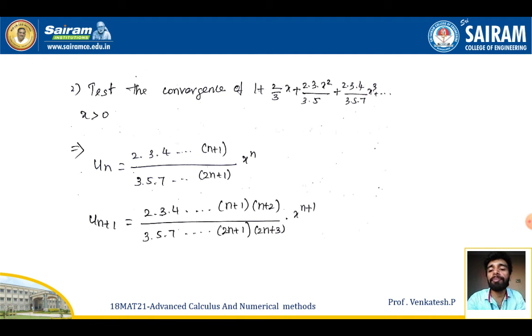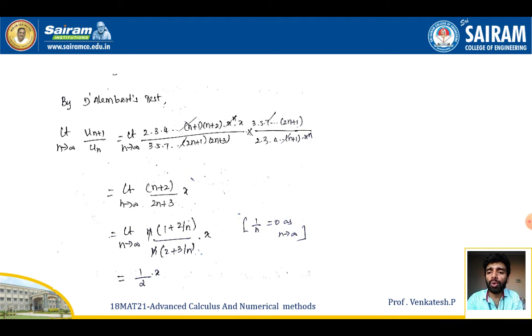So let me find un plus 1 now. So un plus 1 is equal to 2, 3, 4, n plus 1, n plus 2 divided by 3, 5, 7, 2n plus 1, 2n plus 3. Just I am replacing n is equal to n plus 1, that's it, into x power n plus 1. Now make the equation like un plus 1 divided by un to satisfy the D'Alembert's ratio test. Along with that, limit n tends to infinity.